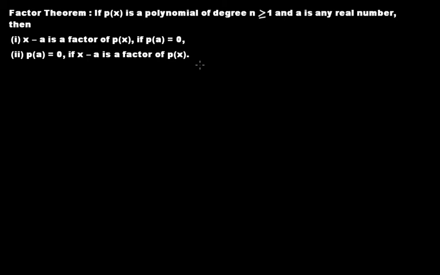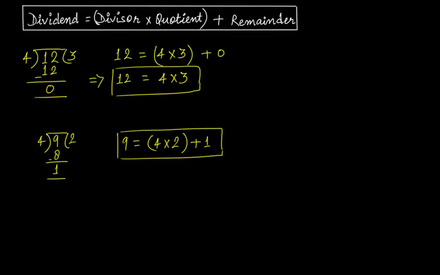Okay? But still I'll try to cover those points here, what we discussed. So let's begin with a very basic thing. Dividend is equal to divisor into quotient plus remainder. Grade 6 or grade 5 mathematics.